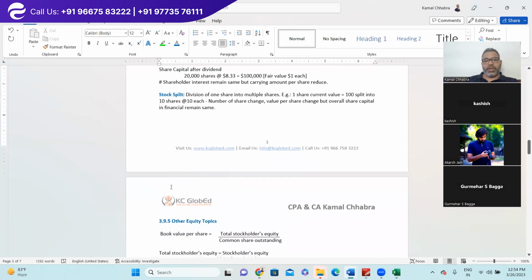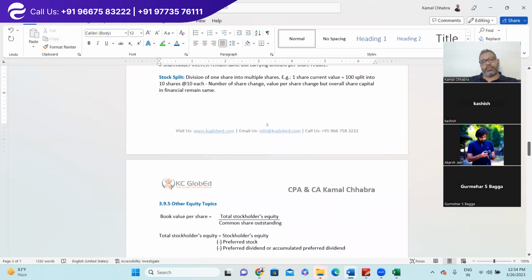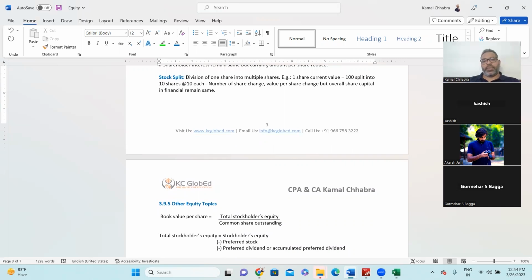Next is stock split. What is stock split? Division of one share into multiple shares. For example, your company has one share of $100 each that they want to split into 10 shares of $10 each. So total value remains the same, $100, right? Right, sir. The number of shares will increase. Only the number of shares will change. The number of shares changes, the value per share also changes, but the overall share capital in the financial statement remains the same. That is called stock split.